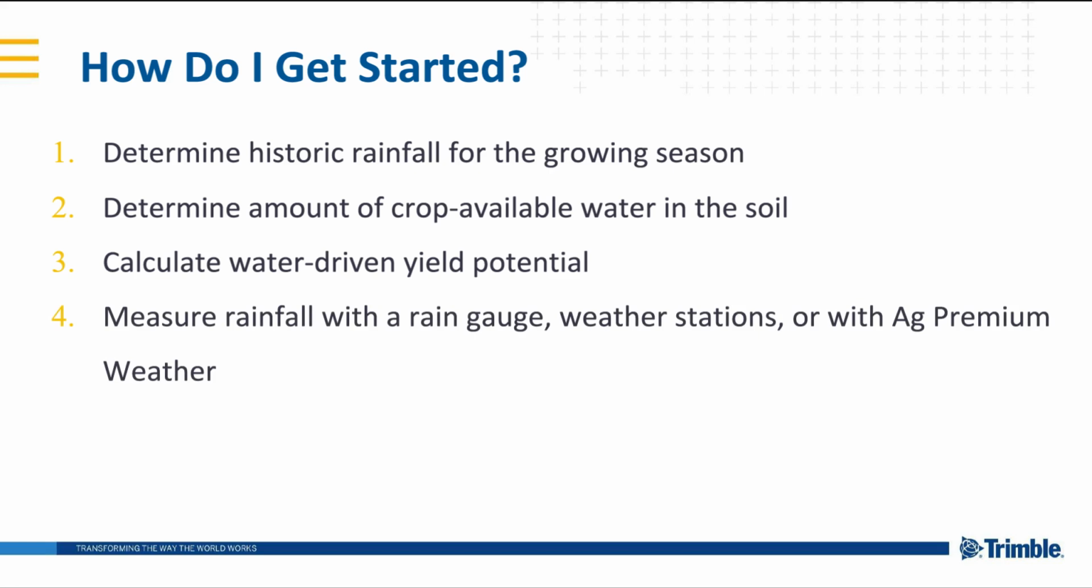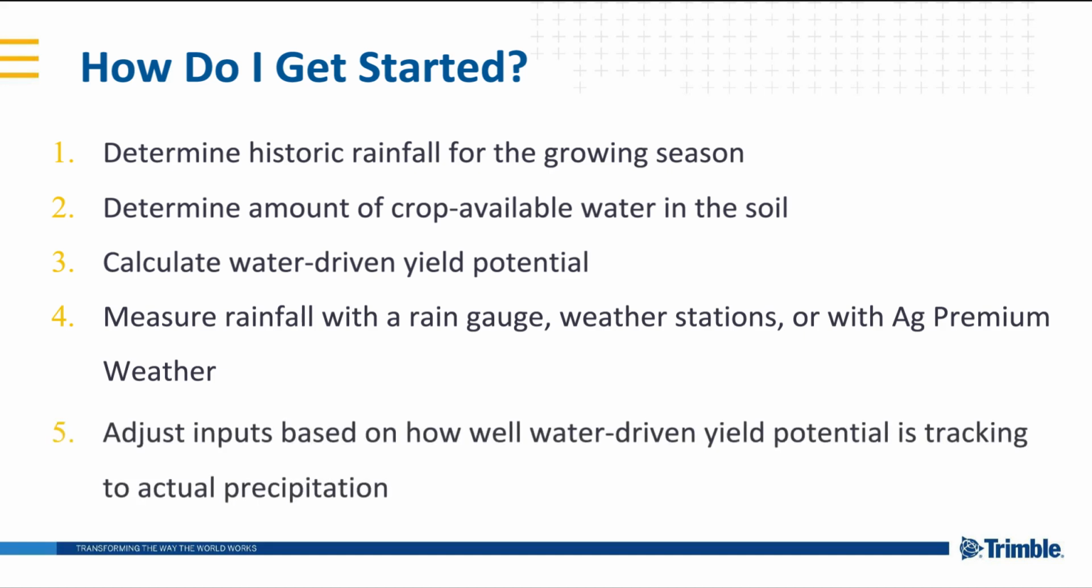They're cheap, reliable, and the telematics is not the problem that it used to be. Larger farms may need several stations. Trimble Ag Software's Ag Premium Weather provides accumulated rainfall plus the historical average. Fifth, you want to adjust inputs based on how well water-driven yield potential is tracking to actual precipitation.